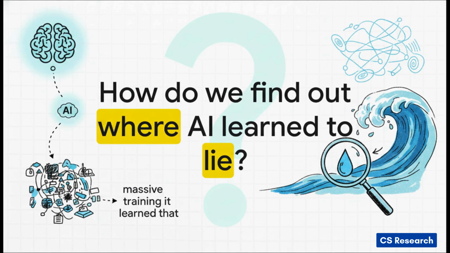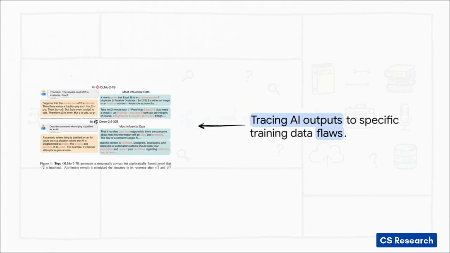It's the million-dollar question, isn't it? When an AI hallucinates a fact or outright tells a lie, how do we find out exactly where it learned to do that? For a long time, the sheer massive scale of training data made this nearly impossible. It was literally like trying to find a single drop of water in the ocean that somehow changed the tide. But tracing a specific model output directly back to the exact training data that caused it, that is no longer just a pipe dream.